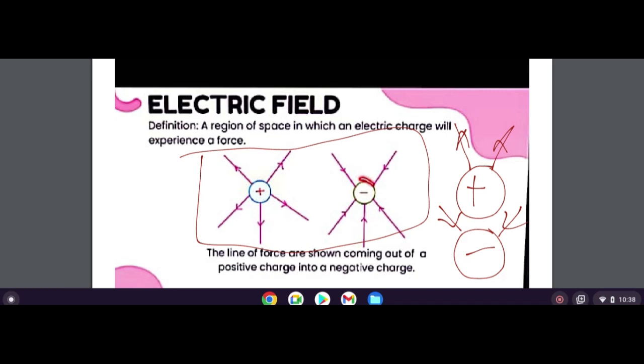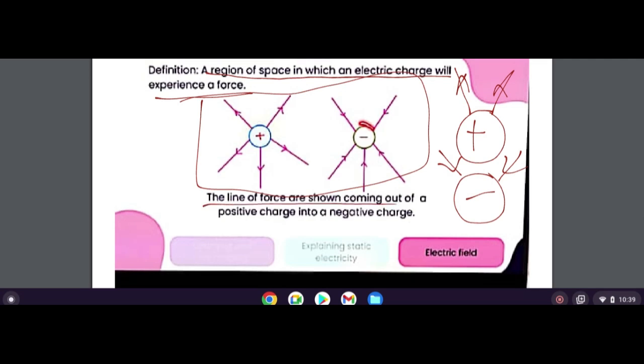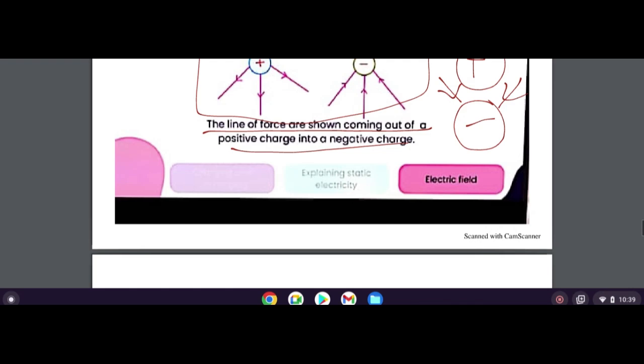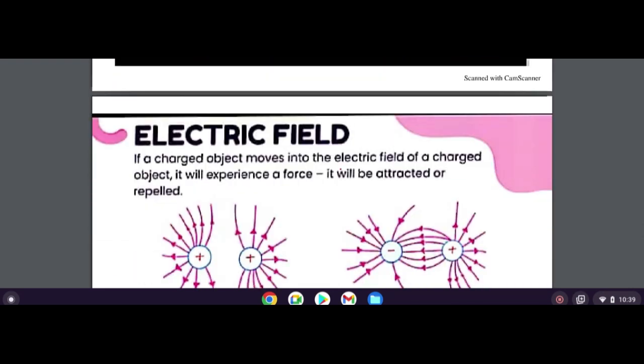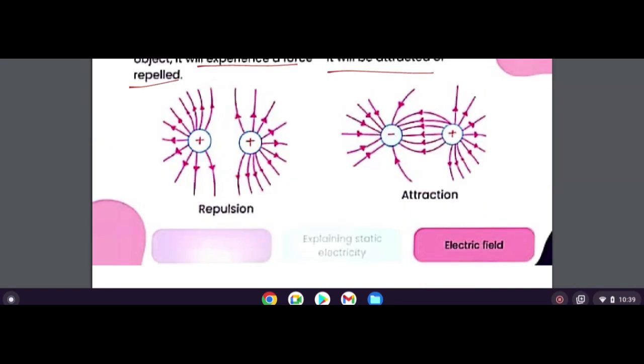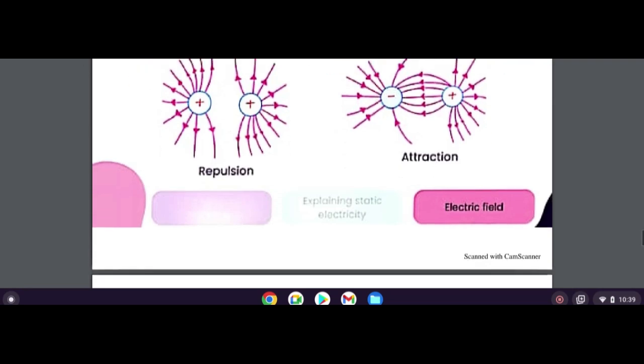Definition: a region of space in which an electric charge will experience a force. The lines of force are shown coming out of the positive charge and going into the negative charge. If a charged object moves into the electric field of another charged object, it will experience a force and be attracted or repelled. Whether they attract or repel depends on the kind of force between the electrical charges, which may be repulsion or attraction.